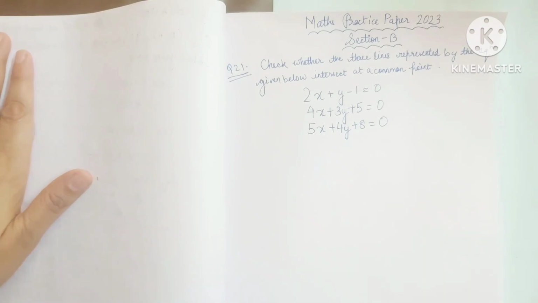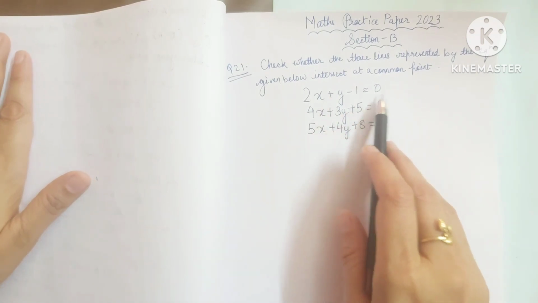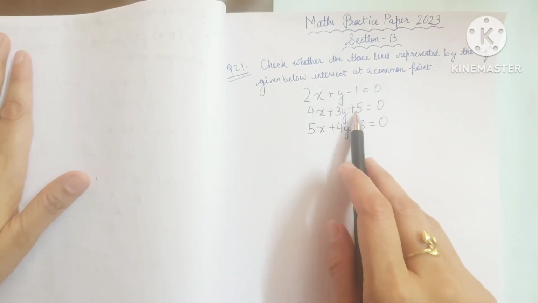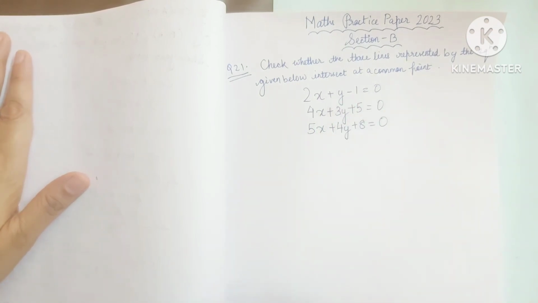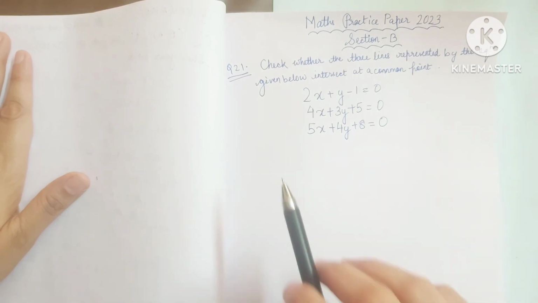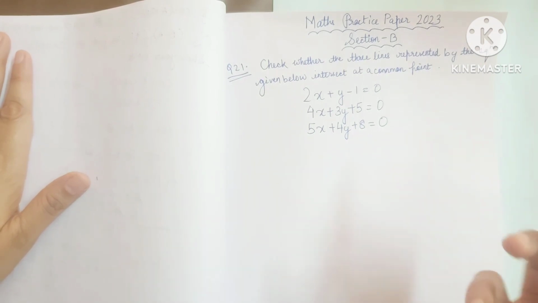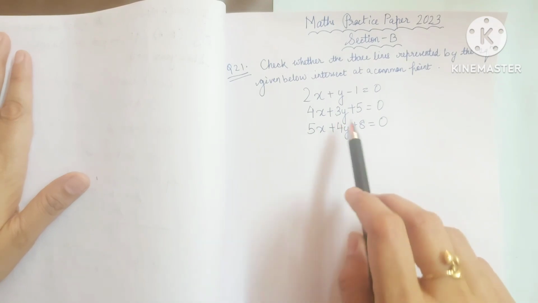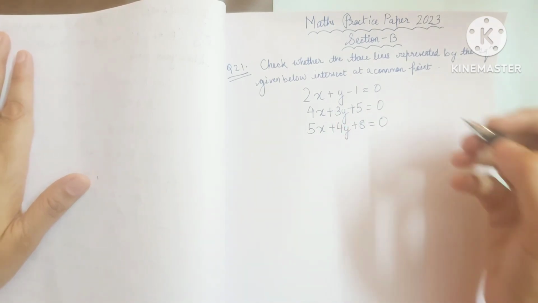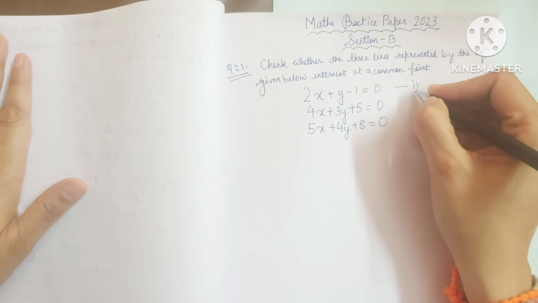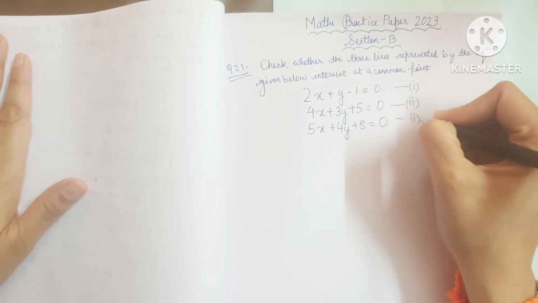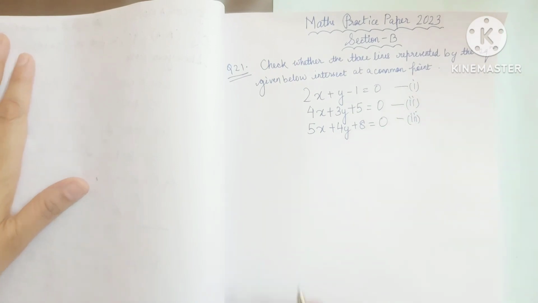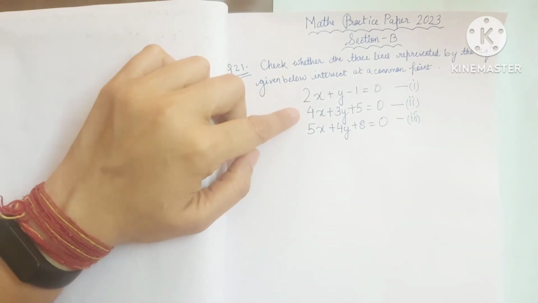So first, what should we do? Let's take any two equations, this, or this, any two equations. And then let's solve for the value of x and y. Then in the next equation, which we have not used, we'll put the value of x and y and see if it satisfies the equation. So first for that, let me name these equations 1, 2 and 3. So I will take equation 1 and equation 2.